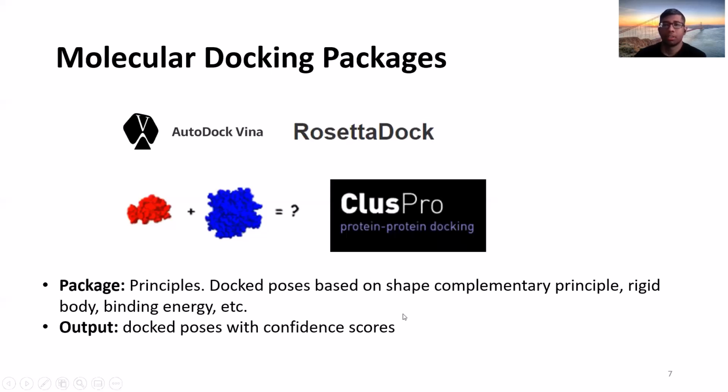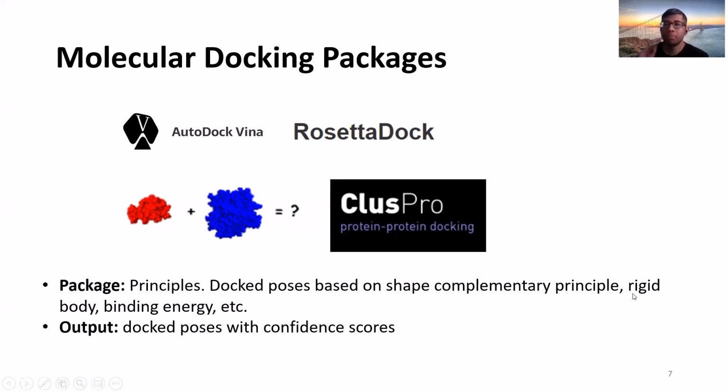Some common principles are shape complementarity principles, like lock and key. In the case of docking between two proteins, one protein can work as a key, one protein can work as a lock, and at these ridges and rises, based on the 3D construction of the protein, another protein will interact accordingly. So this is called the shape complementarity principle.